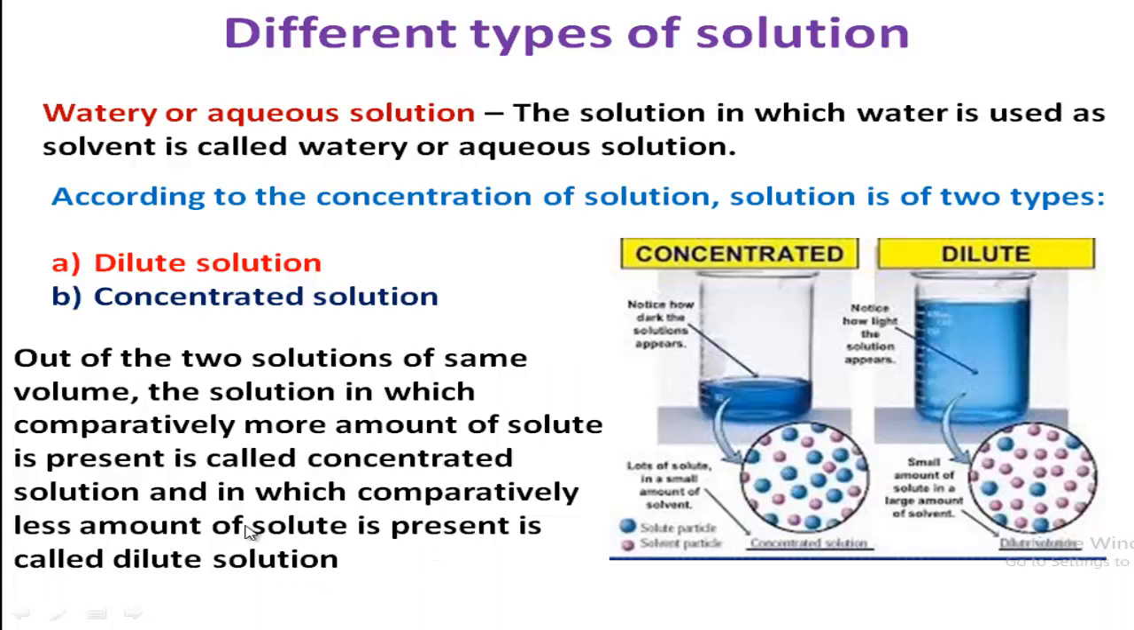So you have to remember that when two solutions have equal volume, that means an equal amount of solvent is used. In this case, the solution in which the amount of solute is less is the dilute solution, and the one in which the amount of solute is more is the concentrated solution.